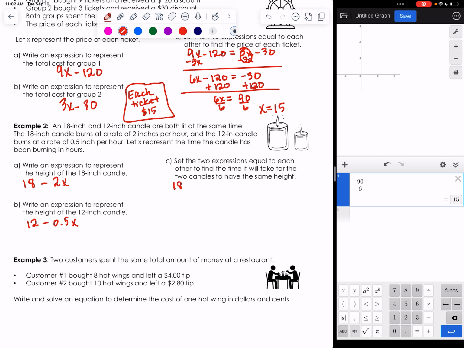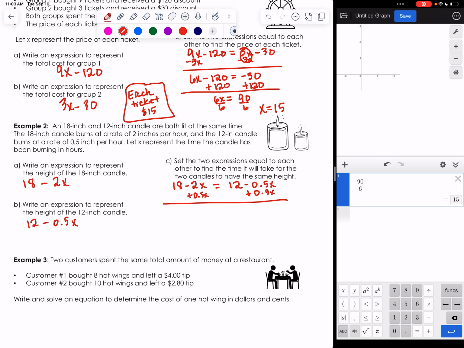So I'll start with my first expression. It really doesn't matter which one you write down first. And I'll make it equal to the second expression, 12 minus 0.5x. Now, looking on the right side, I see there's a variable, negative 0.5x. To get rid of that, I need to add 0.5x to both sides. Now, make sure you put it under the negative 2x.